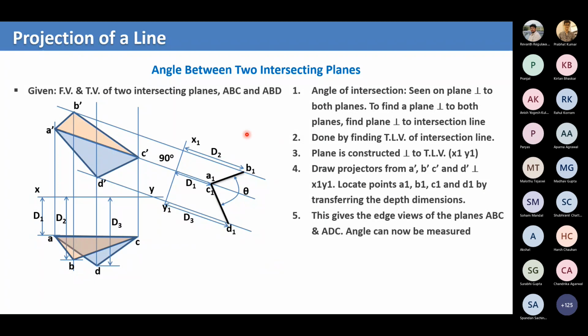So this is another concept. What is the angle between two intersecting planes? These are two planes, A, B, C, and A, D, C. Here it is color coded also. One plane is blue color, one plane is orange color. Let us see an example for this.